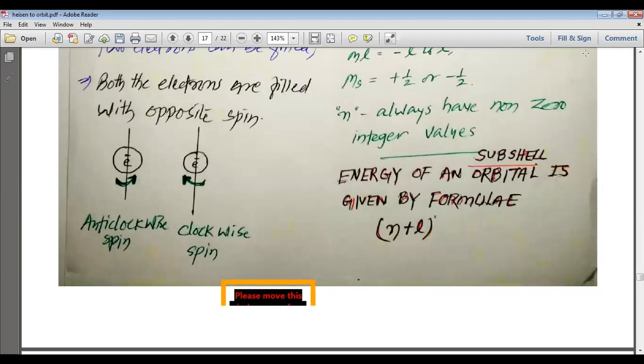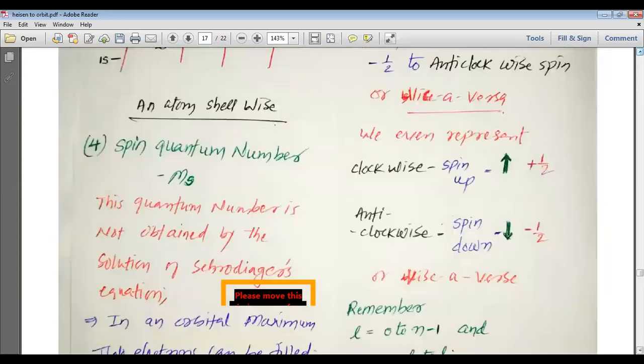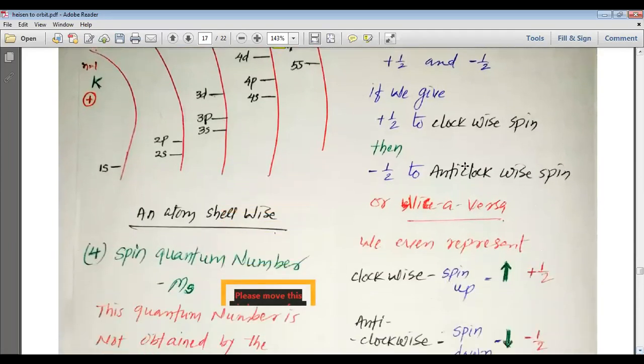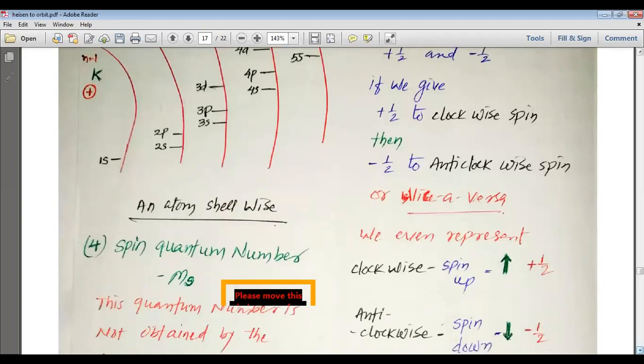So it is very clear now that in an orbital we can fill maximum 2 electrons. Each electron is filled with the opposite spin. So if we fill one electron with the clockwise spin, then the other electron must have the anti-clockwise spin. And thus the spin quantum number has two values, plus 1/2 and minus 1/2. If we give plus 1/2 to the clockwise spin, then minus 1/2 is for anti-clockwise spin, or vice versa. If you give minus 1/2 to the clockwise, then plus 1/2 has to be given to the anti-clockwise spin.